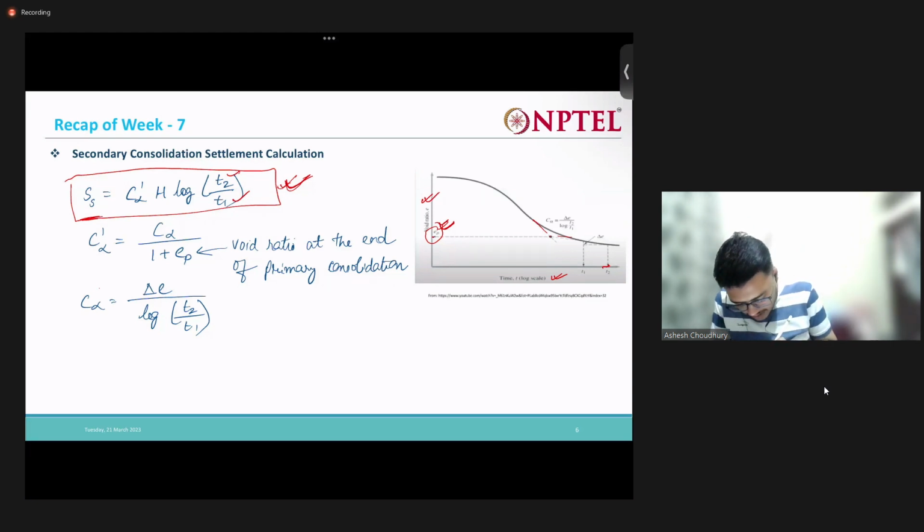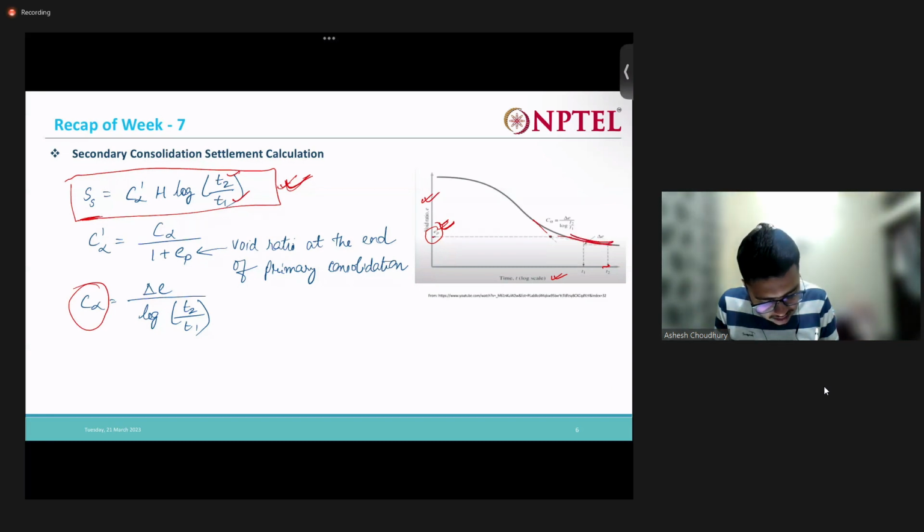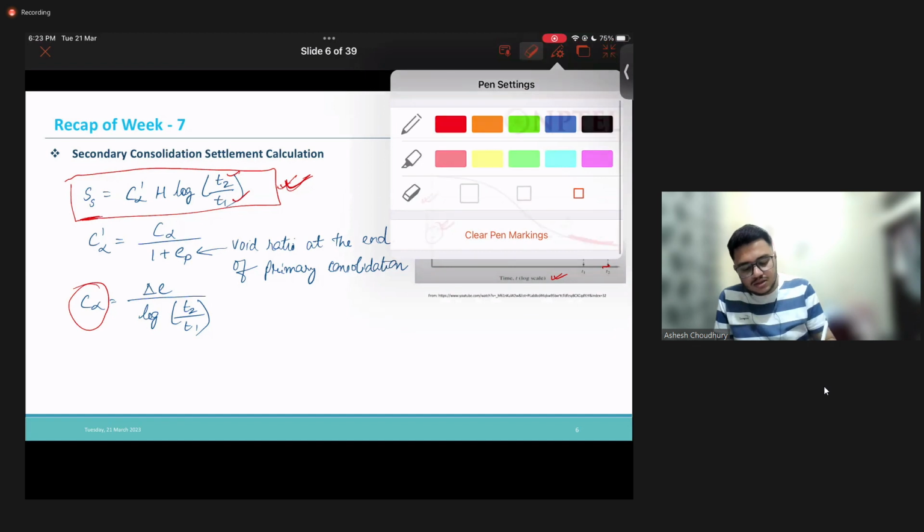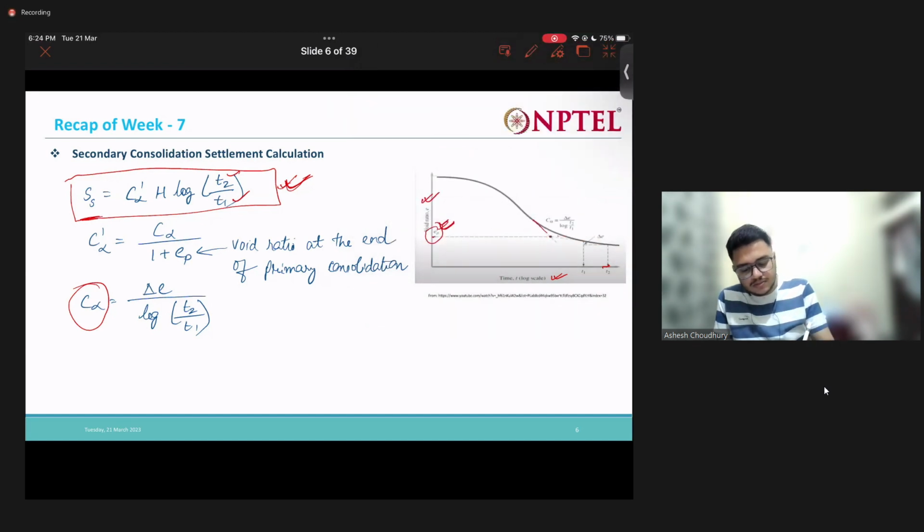And you determine the C alpha. The C alpha is nothing but the slope of this section of the curve, this part. Okay, it is a secondary. From here to here, it is actually secondary consolidation settlement.